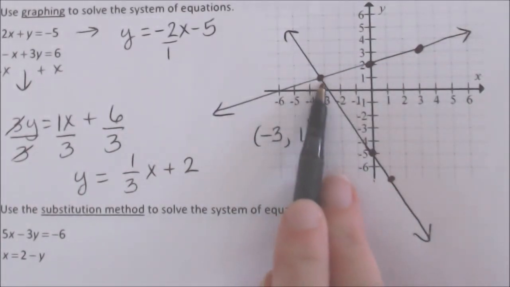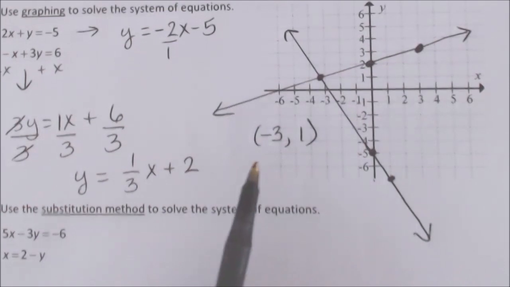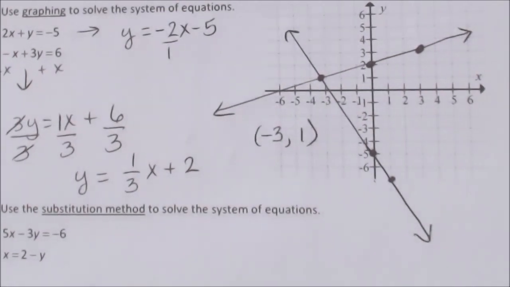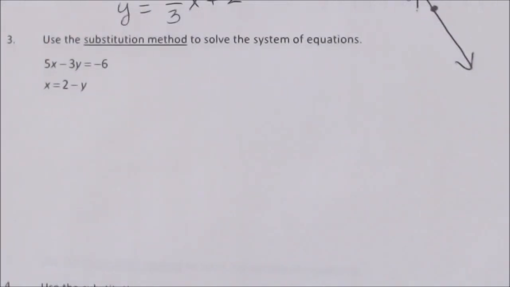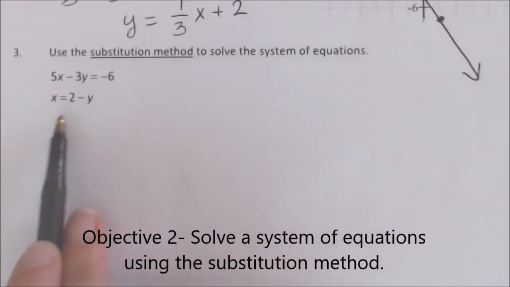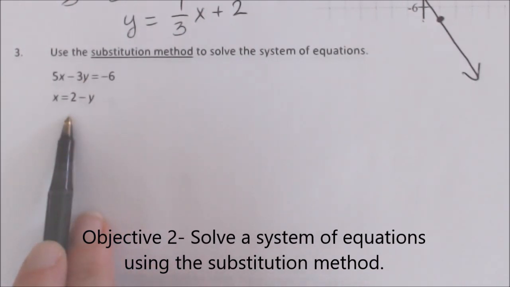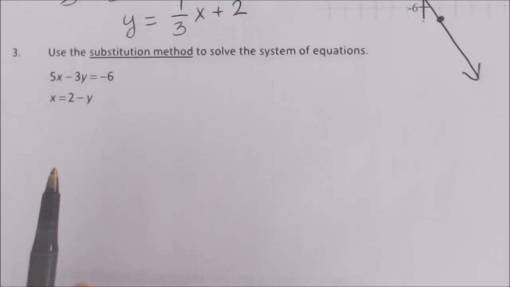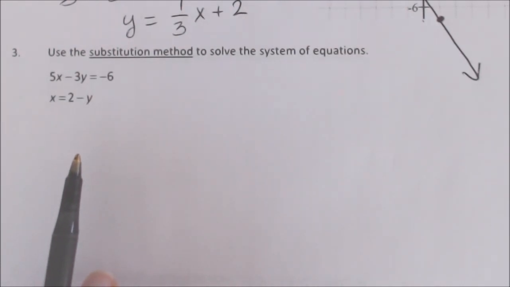Even me, I'm looking at my points just to make sure everything's where it should be, and it looks like it's at -3, 1. A better method to use would be the substitution method. So let's look at the substitution method. So with the substitution method, you want to rearrange one of the equations so that one of the variables is by itself. It does not matter which equation you use, just pick the one that seems easiest.